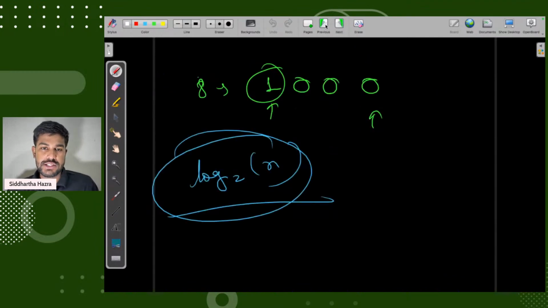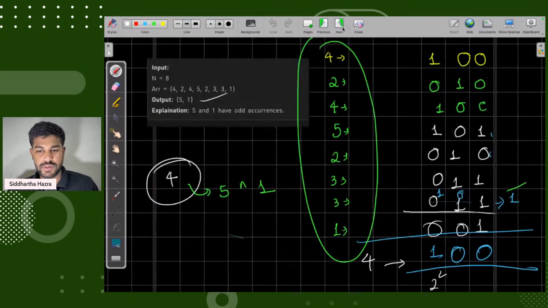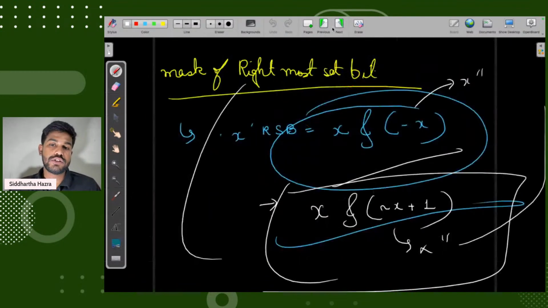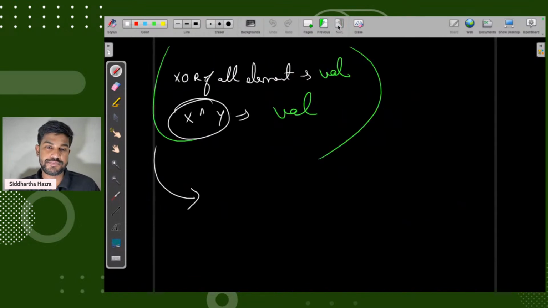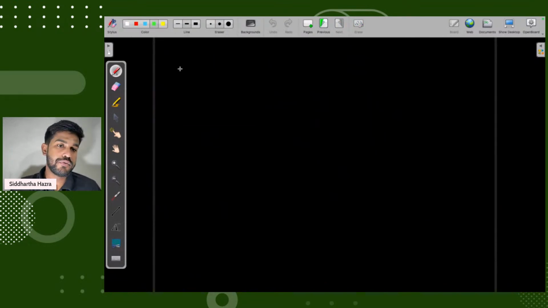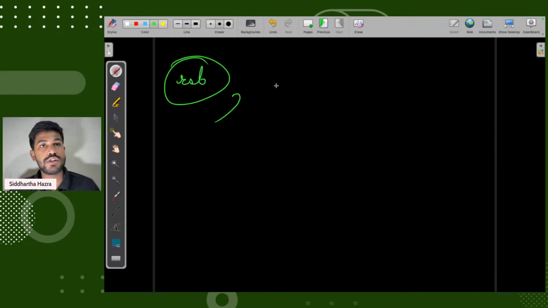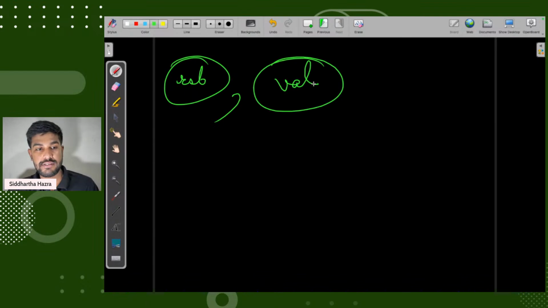Now let's go back to the question. Okay, now we have the values, x and y. So now we would find that mask, the mask of RSB, and we would simply call it RSB. We would find that RSB, and we also have the value as val. From the val we would find this RSB.